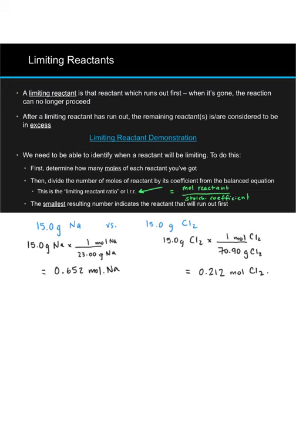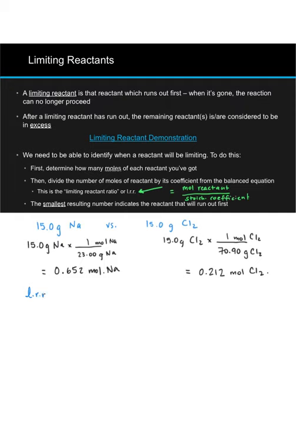It's obvious from these calculations that 15 grams worth of sodium is worth far more sodium atoms than 15 grams worth of chlorine is worth molecules of chlorine. There are many more moles of sodium in 15 grams of it than there are moles of chlorine in 15 grams of Cl2. The limiting reactant ratio for these two quantities looks like this.